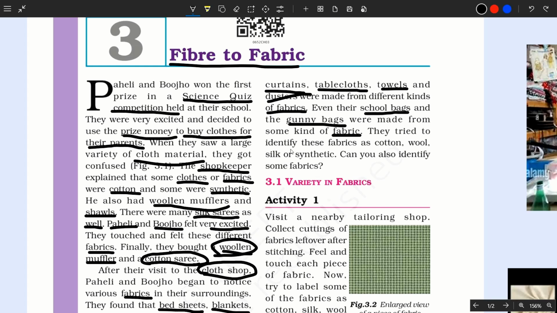They tried identifying their fabric as cotton, wool, silk, or synthetic. They were trying to observe whether they are cotton, wool, silk, synthetic, or any other different fabric. Can you also identify some fabric? If you come to know which fabric it is by touching the fabrics, just comment below.